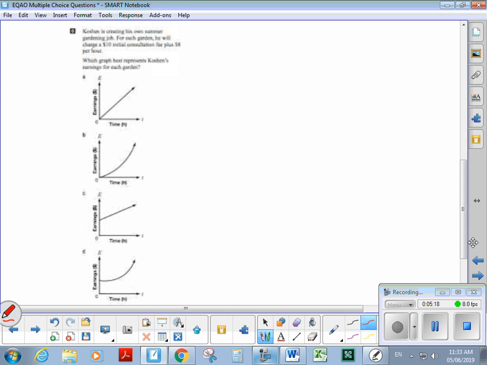So it says here that Kathleen is creating his own summer gardening job. For each garden, he will charge $10. So for each garden, he's going to charge $10 plus $8 per hour. So $10 initial value and then $8 per hour. So the question is, which of the graphs below best represents this situation?